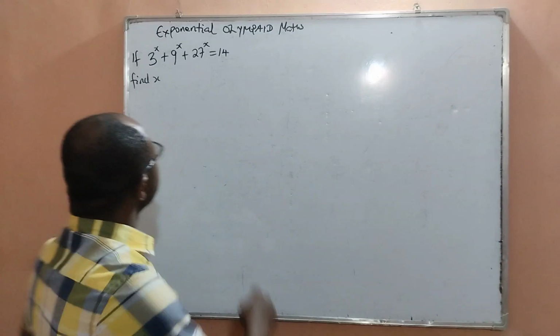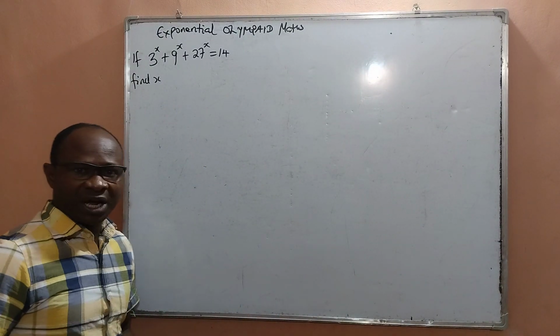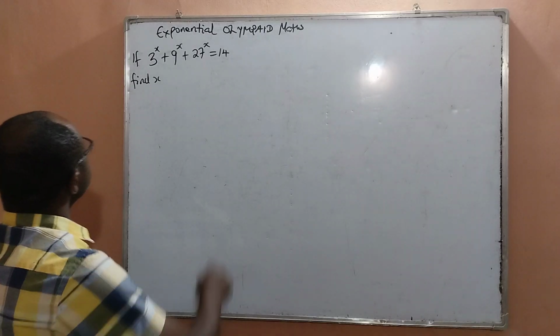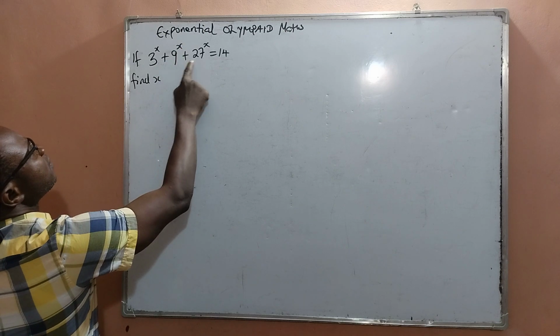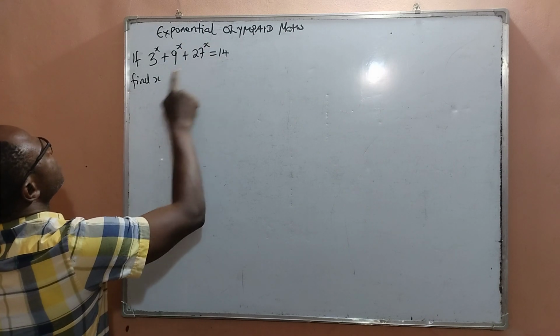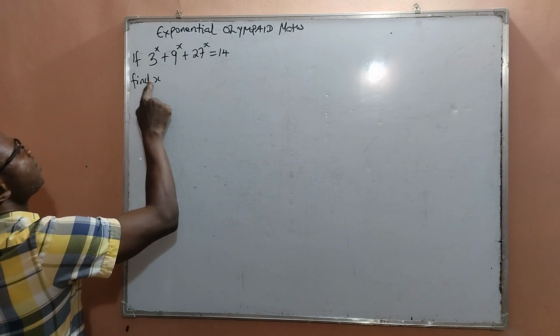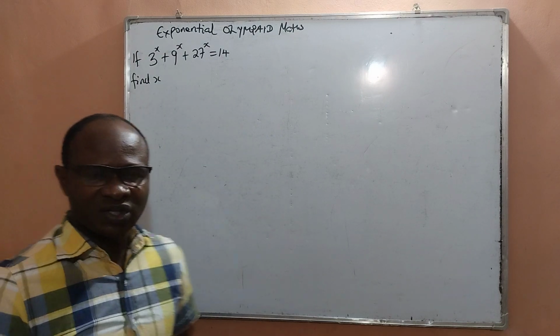Today's math class, we still want to take an exponential Olympic math question. If 3 to the power of x plus 9 raised to the power x plus 27 raised to the power x is equal to 14, then we are asked to find the value of x.